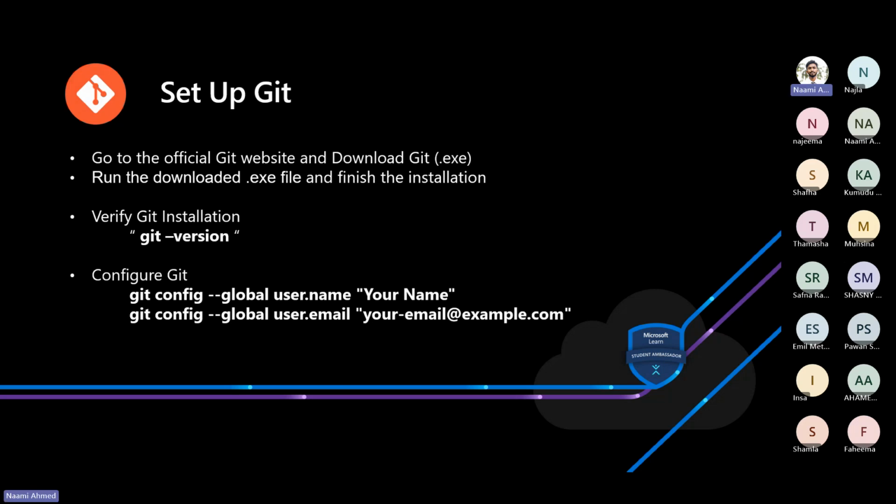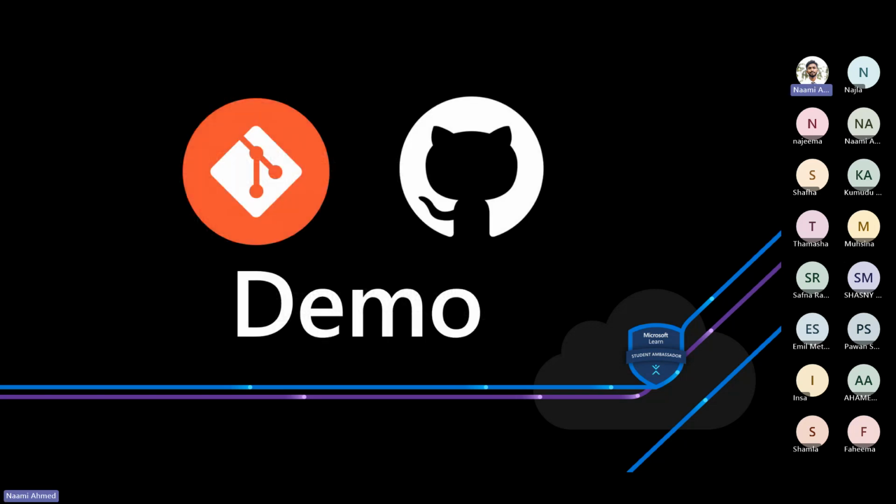Okay, before we move to the demo, we want to set up our GitHub environment. Go to the Git website and download it. After finishing the installation, we want to verify whether Git is on our machine using git hyphen version. After that, we want to configure Git on our local machine using our GitHub username and email. Okay, now we will move to the demo.